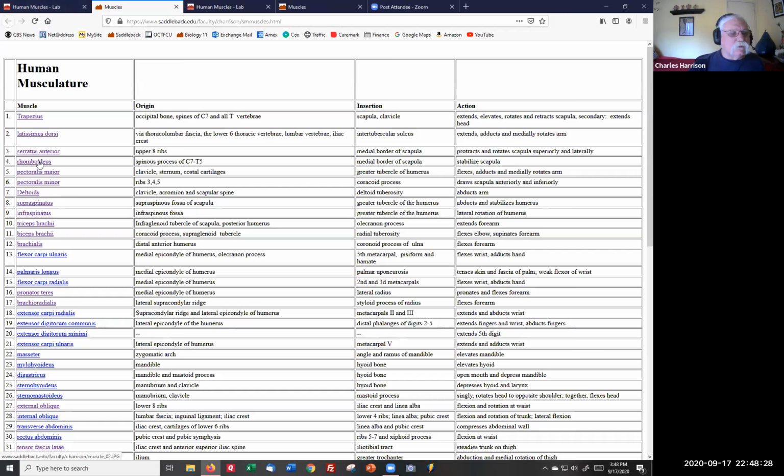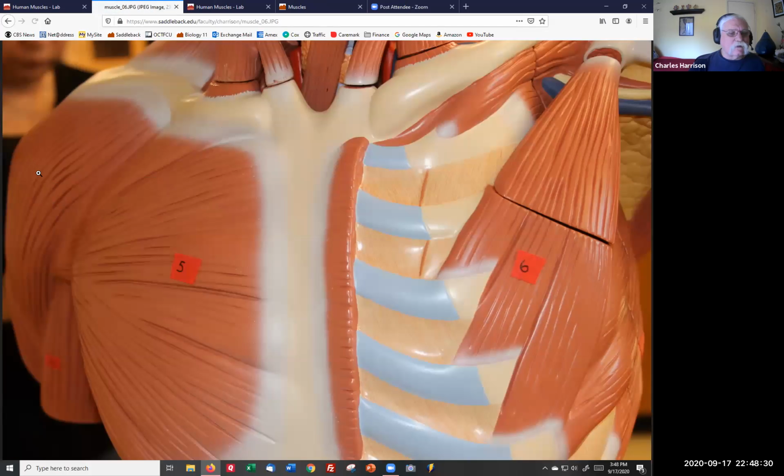Okay, we did rhomboids, pectoralis major. This person's facing you, and it's your upper chest. Here's the pectoralis major. Look at the insertion. It's huge. It's all the way around here. It attaches to the sternum and in part to the clavicle.